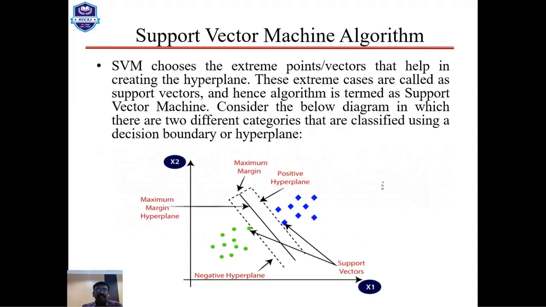SVM chooses the extreme points or vectors that help in creating the hyperplane. These extreme cases are called support vectors, and hence the algorithm is termed as support vector machine. Consider the below diagram in which there are two different categories that are classified using a decision boundary or a hyperplane. A positive hyperplane or a negative hyperplane, and we have a decision boundary which is a maximum margin, and the support vectors.